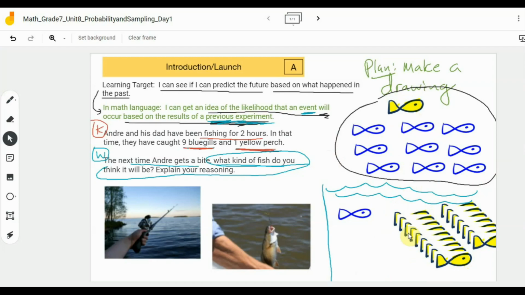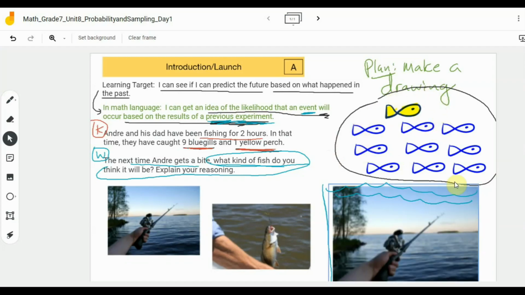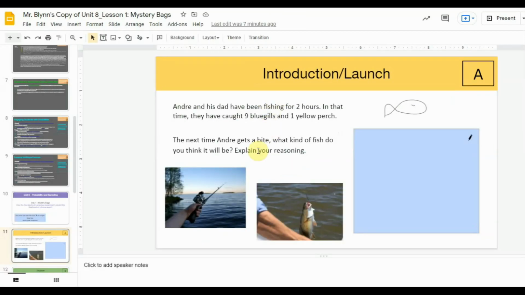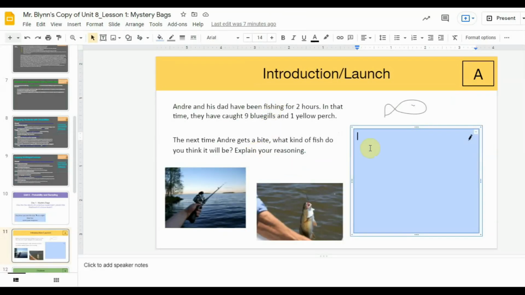What do you think? Based on this sample of what they caught so far, next time Andre gets a bite from a fish, will it be a blue fish or a yellow fish? And explain your reasoning. Pause the recording here, write your answer here, then press play to continue.